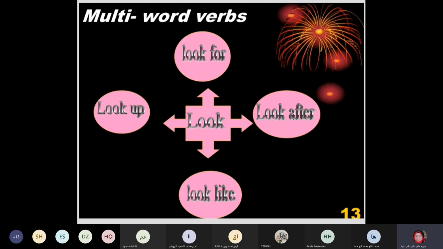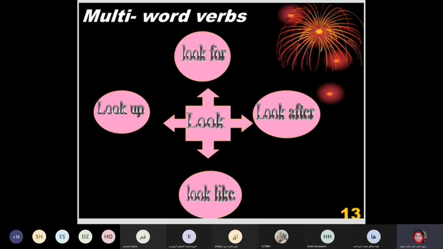Actually, it is an adverb. Sometimes it is an adverb. Yeah, it's a preposition or an adverb. The particle is a preposition or an adverb. Okay, so look here at the word look.